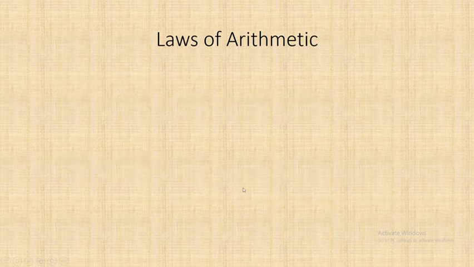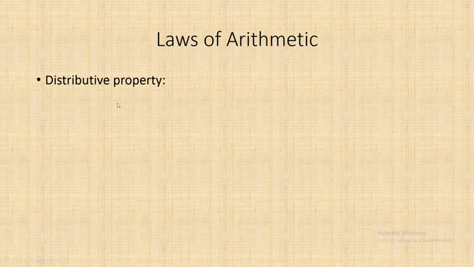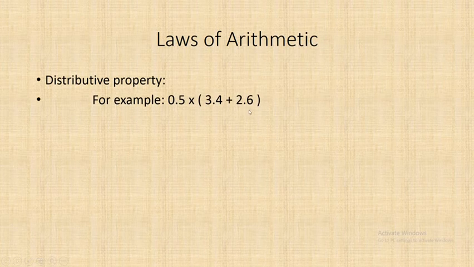Okay, I have another property here for you. It's called the distributive property. So here, for example, 0.5 times (3.4 plus 2.6). So guys, just imagine that 0.5 is outside the house, so it needs to get inside the house. But will it get inside the house without saying hi to both numbers? Of course not. It has to say hi to the first number and say hi to the second number.